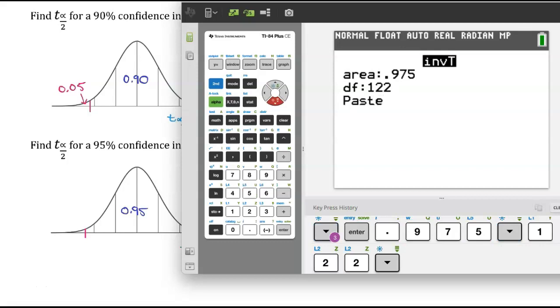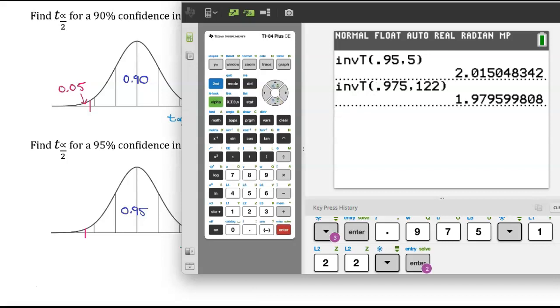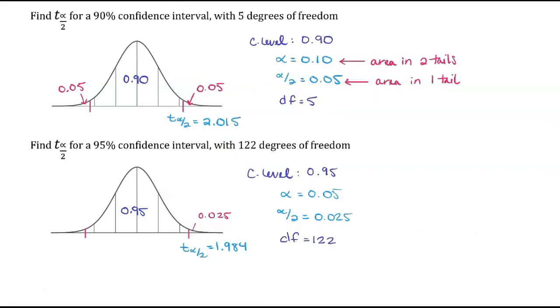Notice at this time, the degrees of freedom that we are entering is different than the degrees of freedom that we use in the table. To 3 decimal places, we do get a slightly different answer, but using both our calculator and the t-table, our t sub alpha over 2 values agree to 2 decimal places, 1.98. Now that we know how to find our t sub alpha over 2 values, we are ready for an example.